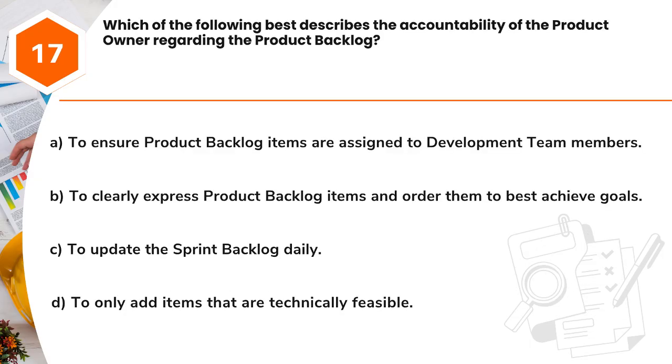Question 17. Which of the following best describes the accountability of the product owner regarding the product backlog? A. To ensure product backlog items are assigned to development team members. B. To clearly express product backlog items and order them to best achieve goals. C. To update the sprint backlog daily. D. To only add items that are technically feasible.